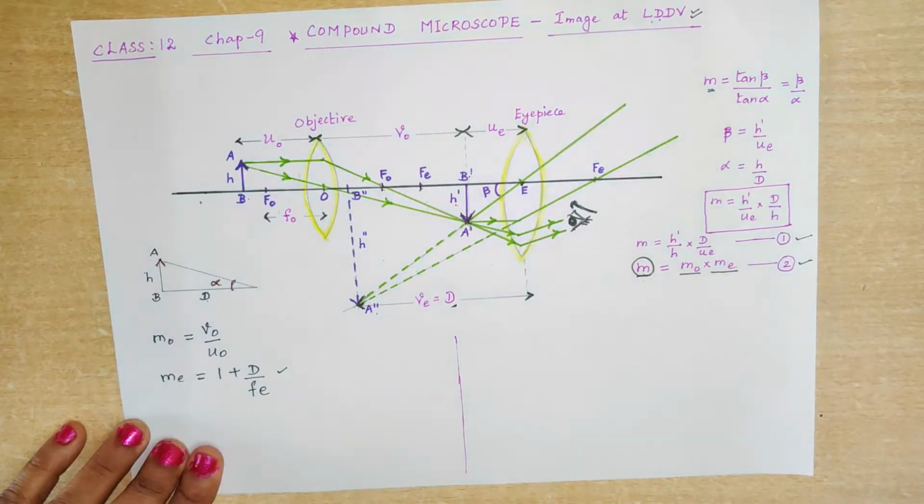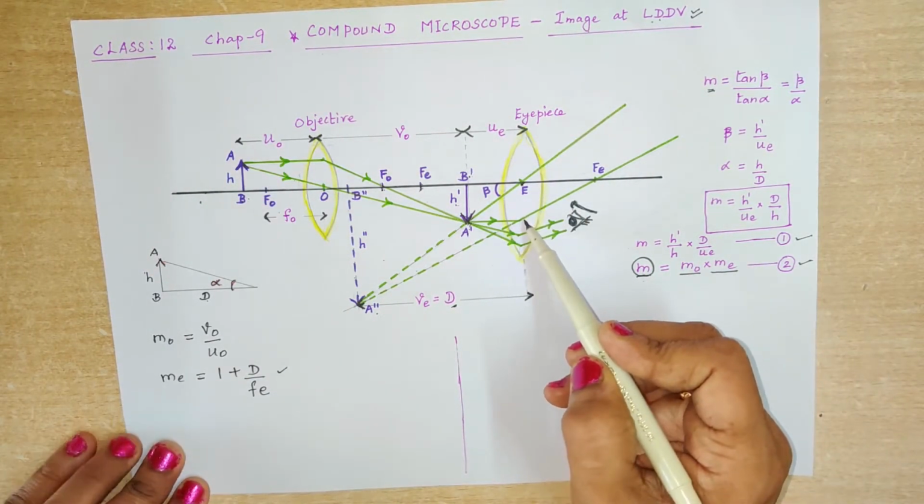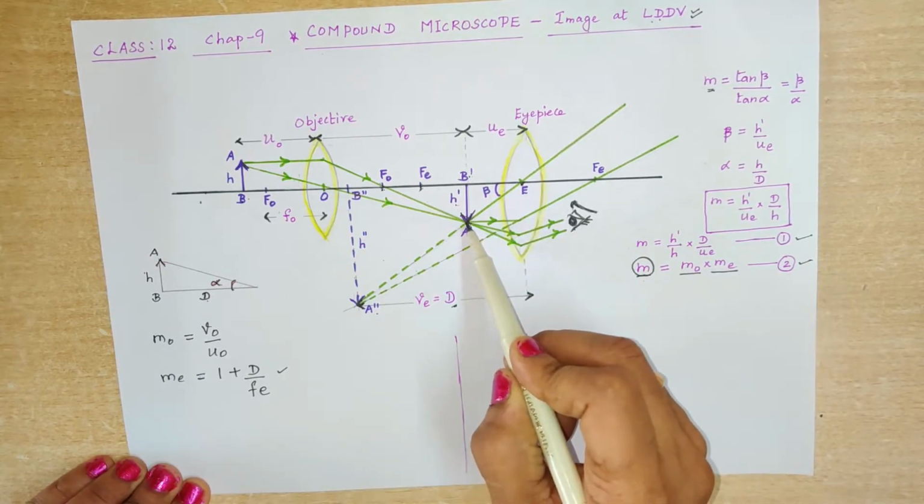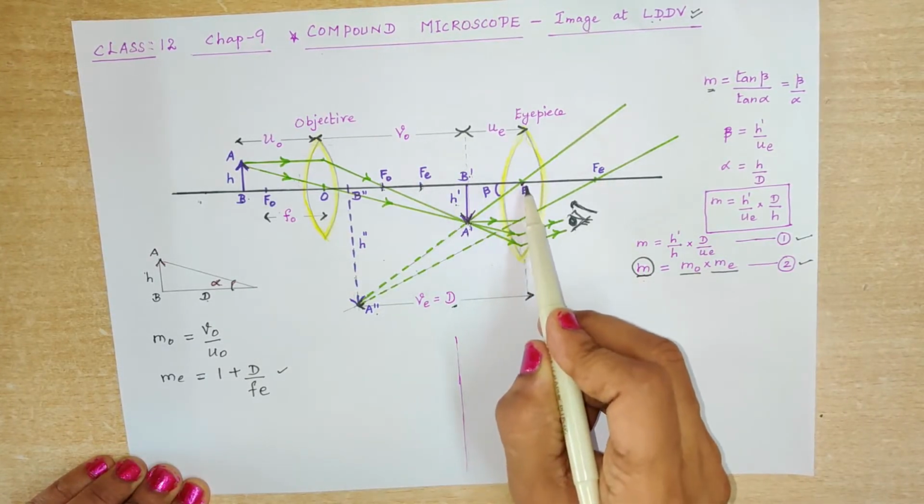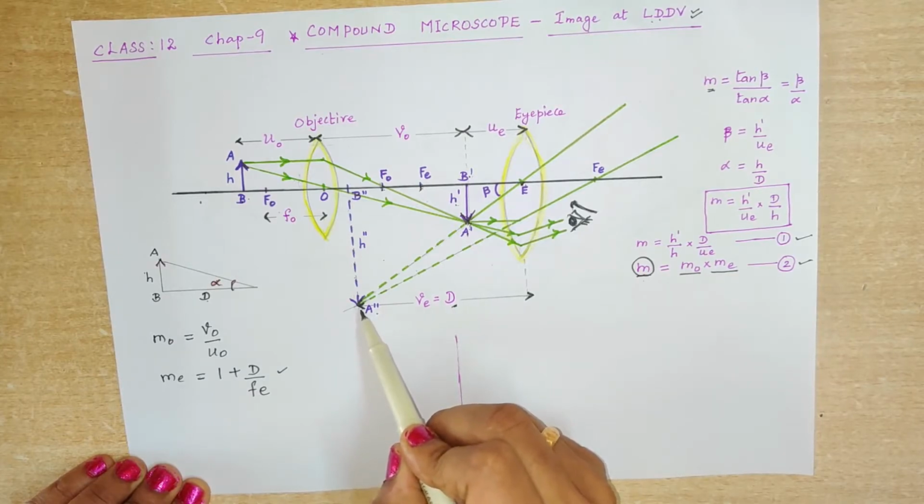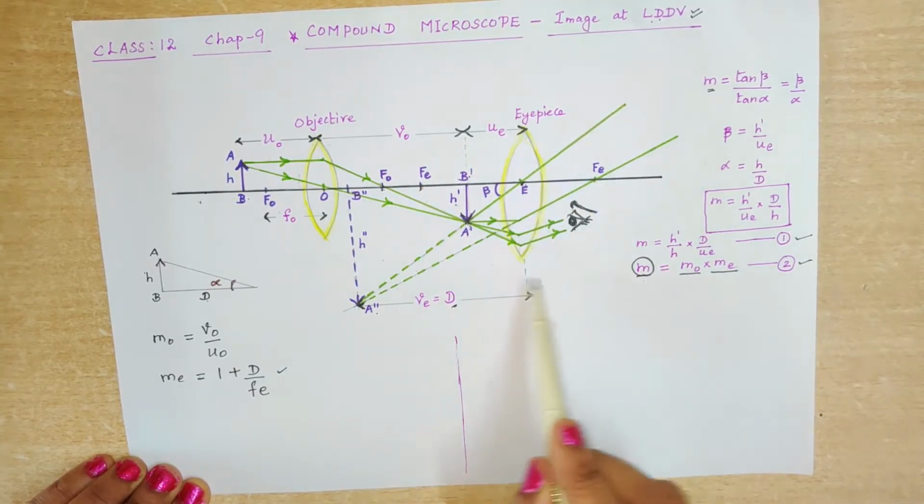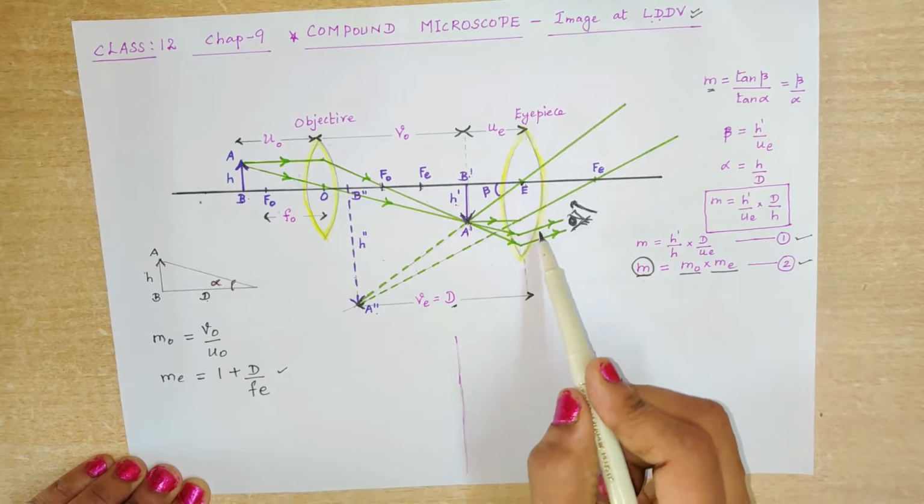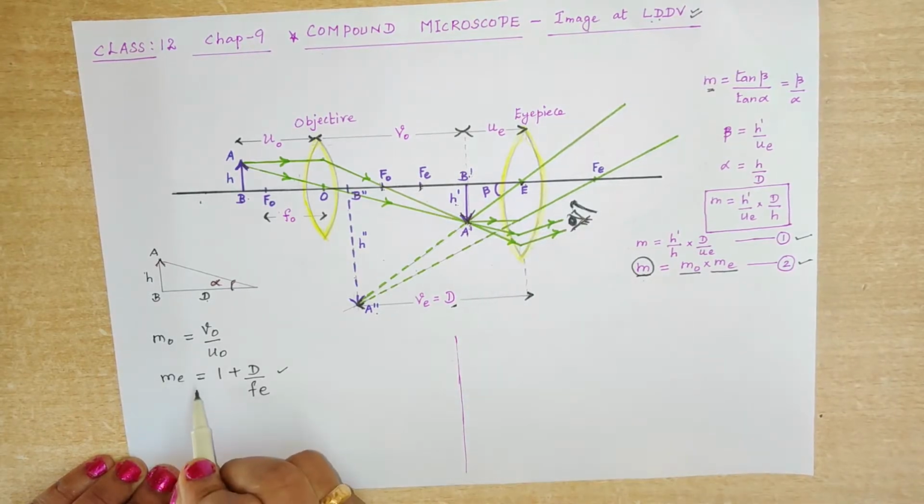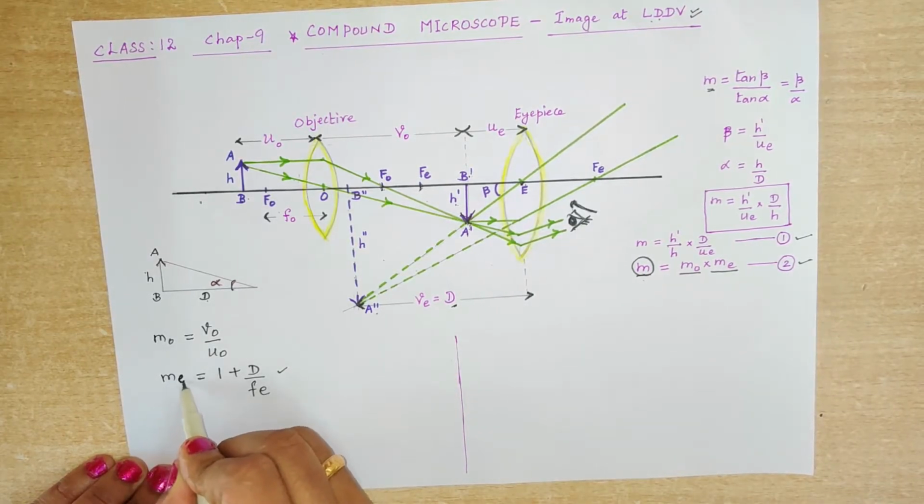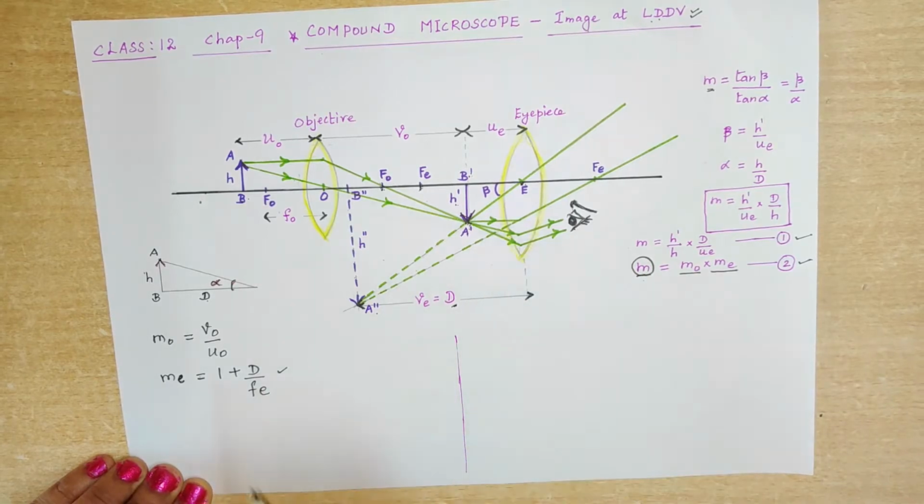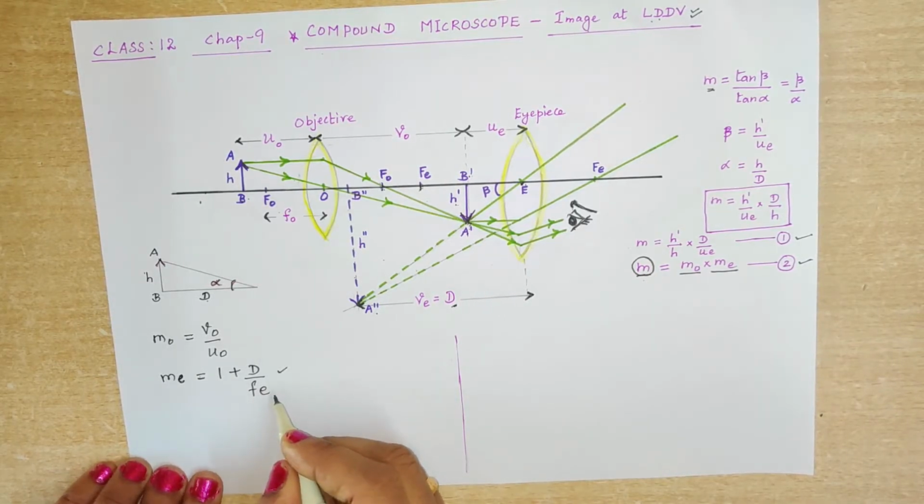Now look at this when you write this equation. If there is no objective lens here and there is only the eyepiece, then the object is between F and E, and the image is formed on the same side. This eyepiece alone behaves like a simple microscope. So we have written here the magnification produced by the eyepiece, that is 1 plus D by FE.